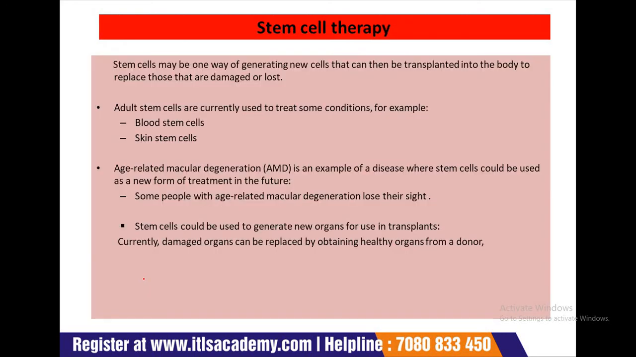Now, lastly, we will discuss stem cell therapy. Stem cells may be one way to generate new cells that can then be transplanted into the body to replace those that are damaged or lost. Adult stem cells are currently used to treat some conditions, for example, blood stem cells. Blood stem cells are used to provide a source of healthy blood cells for people with some blood conditions such as thalassemia, and cancer patients who have lost their own blood stem cells during treatment.